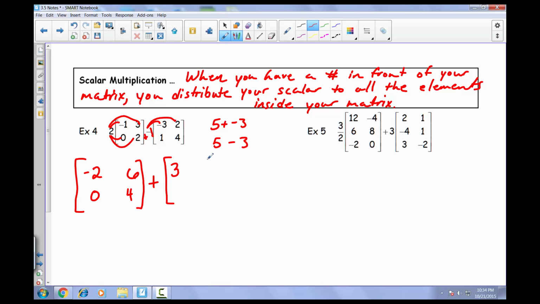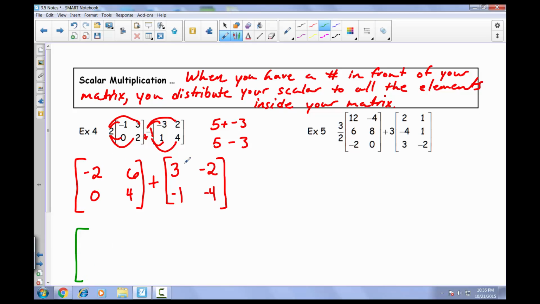-1 times 2 gives us -2. -1 times +1 gives us -1. -1 times +4 gives us -4. The reason we would maybe distribute that negative is because then we're really just adding these elements together, and usually that's a little bit easier for people to do.